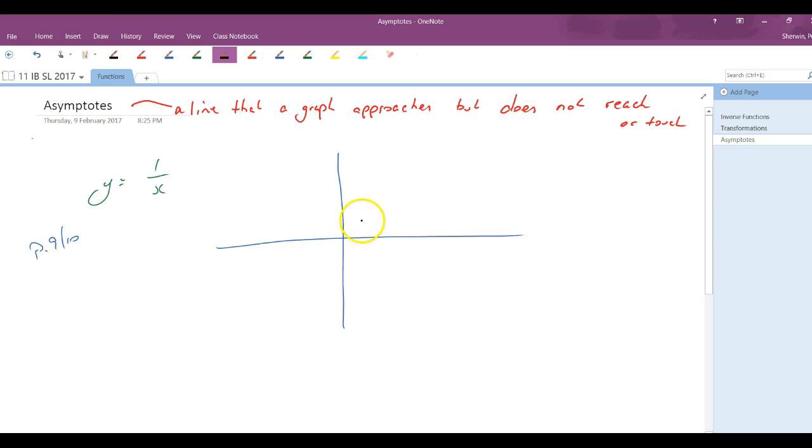When x is 1, y is 1. When x is 2, y is a half. And as x gets larger here, obviously y gets smaller, but never quite gets to 0. So that means we have this asymptote situation down here on the x-axis. All right, so this here is an asymptote. Asymptote. There's a little p in there that's silent. This is the x-axis, and the asymptote is y equals 0. So that's the equation of the asymptote.